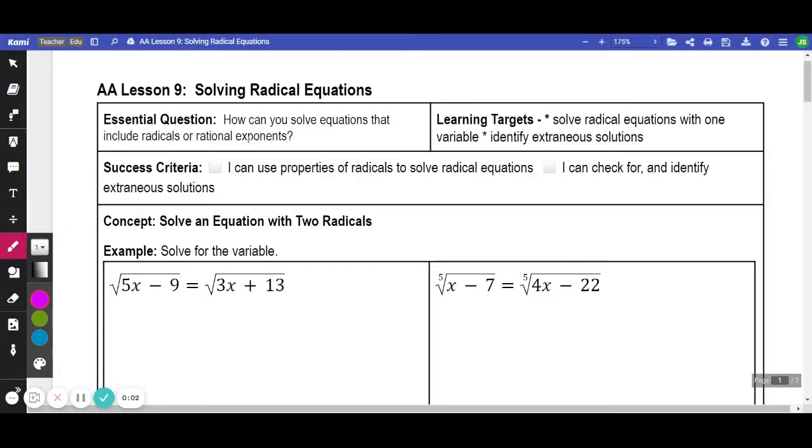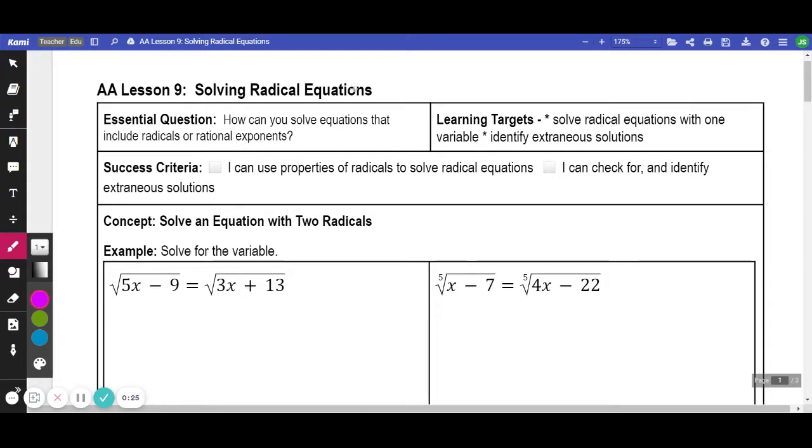Okay, here we go. Last lesson before spring vacation and rounding out our solving equations. So we've been solving equations this last part of the unit. We solved exponential equations by converting them to logs. We solved logarithmic equations by converting them into exponential equations. And now we're going to solve radical equations.